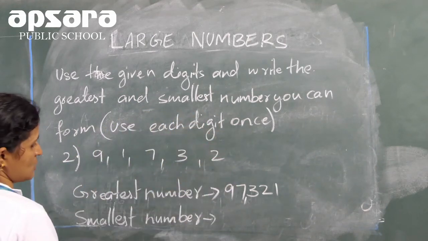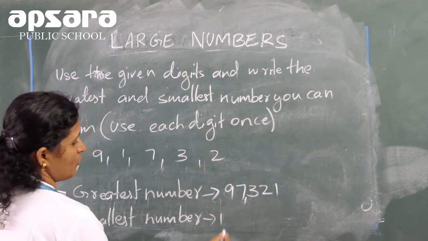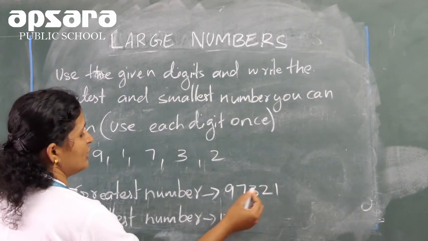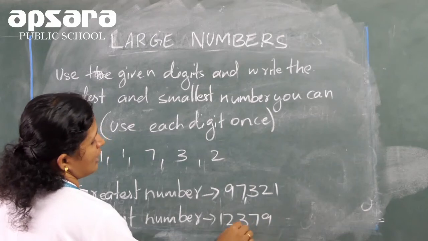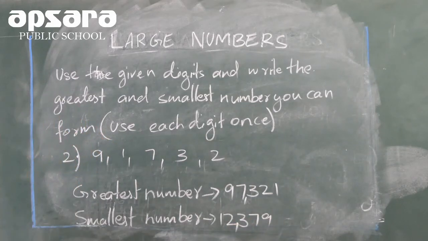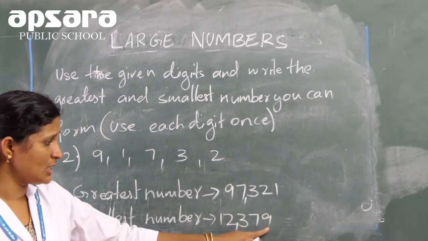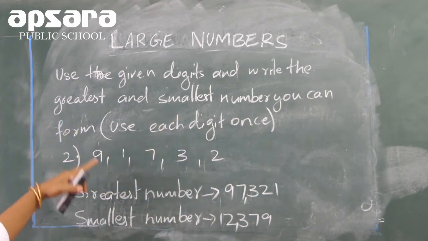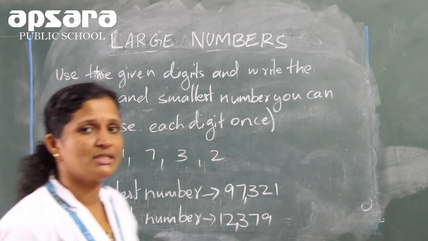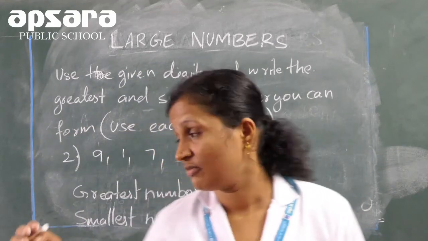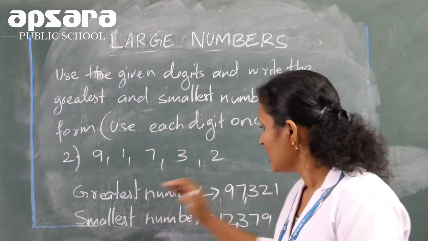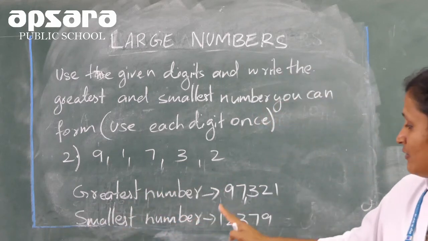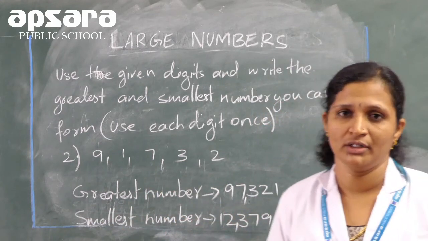Okay, so we'll start from 1, 1, 2, 12,379. So the smallest 5-digit number is 12,379. I hope everyone understood. So we discussed greatest and smallest numbers, right? When you write the greatest number, you should arrange the given digits in descending order. And the smallest number, you should arrange the given digits in ascending order. Okay.